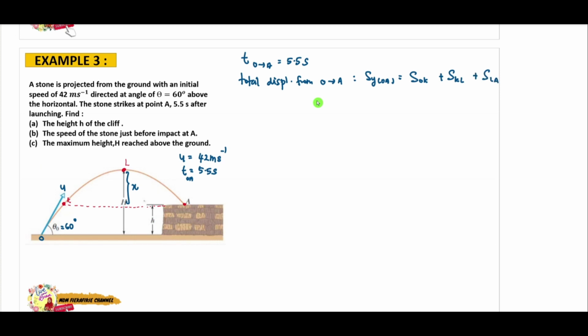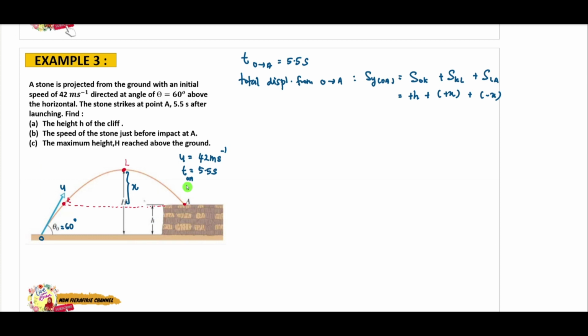Okay, so now look at here. So we have O to K, the direction is upward, so dia akan jadi positive H. Ketinggian daripada tanah ke point K ataupun top of the cliff yang kita dah lukis line tadi adalah positive H. And from K to L is positive X. Kenapa positif? Sebab arah dia bergerak ke atas. And from L to A, dia turun ke bawah plus negative X. Okay, so dia akan jadi positive H plus positive X plus negative X.